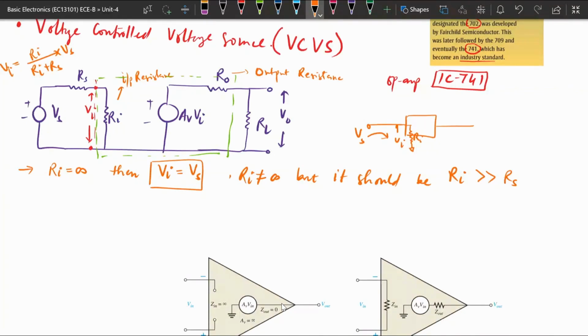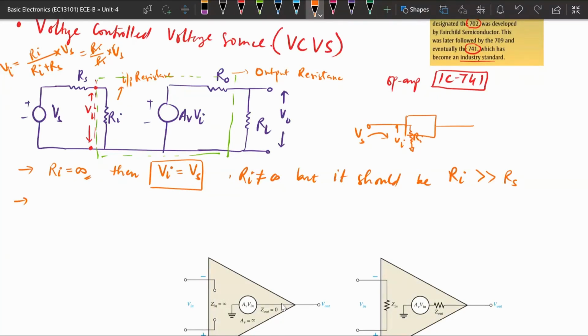This will be 1 only when Ri is very high compared to Rs. Then the Rs component we can neglect, and it is represented by Ri divided by Ri, into Vs. These cancel out, and then V input will be equal to Vs. So, for all the input to appear across the input of the voltage amplifier, we need Ri to be very high, ideally infinity. This is the case in an operational amplifier.